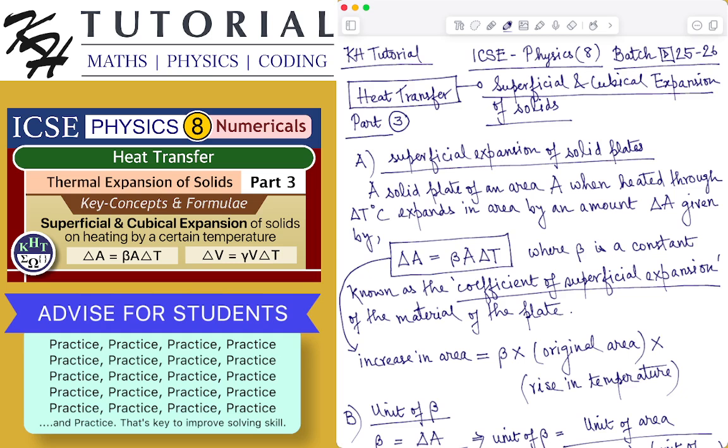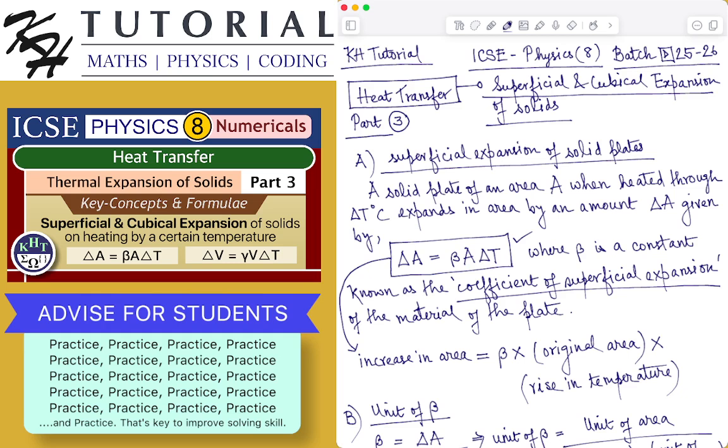When a solid plate of an area A is heated through delta T degree Celsius, that is, when the temperature of a solid plate of area A is increased by delta T degree Celsius, then the area increases. If the increase in area is delta A, then the formula we have looks very similar to linear expansion: delta A is equal to beta A delta T.